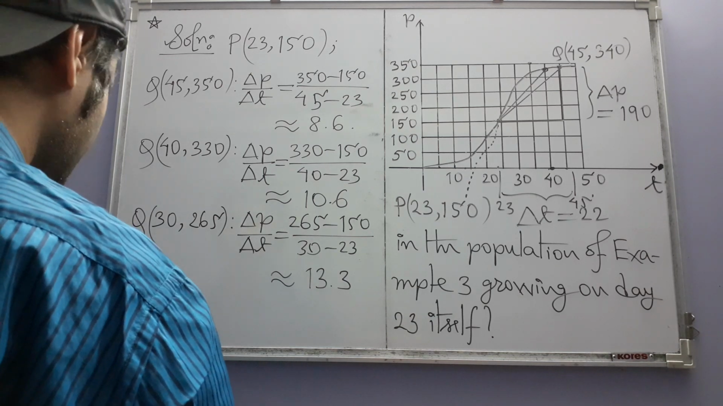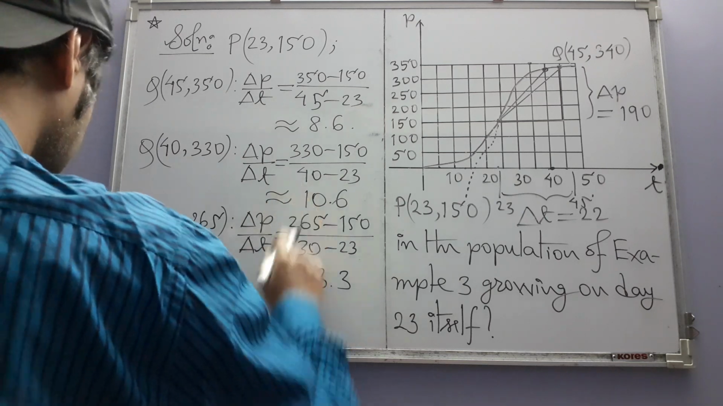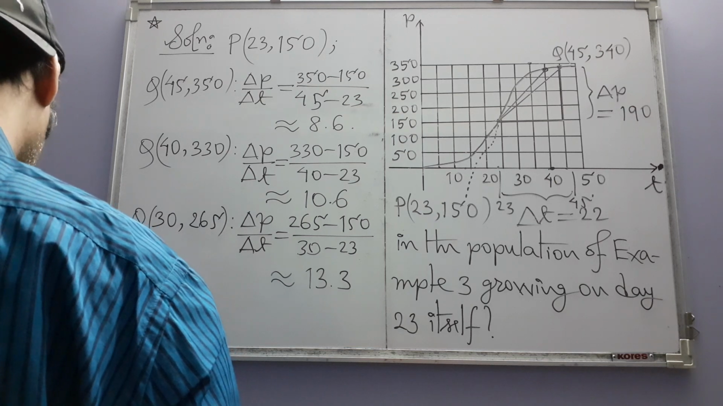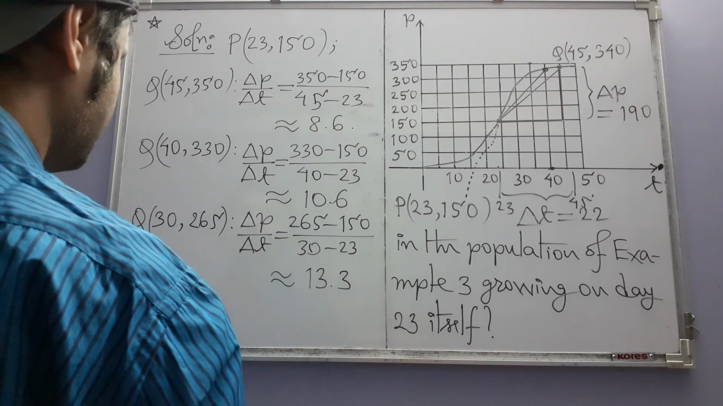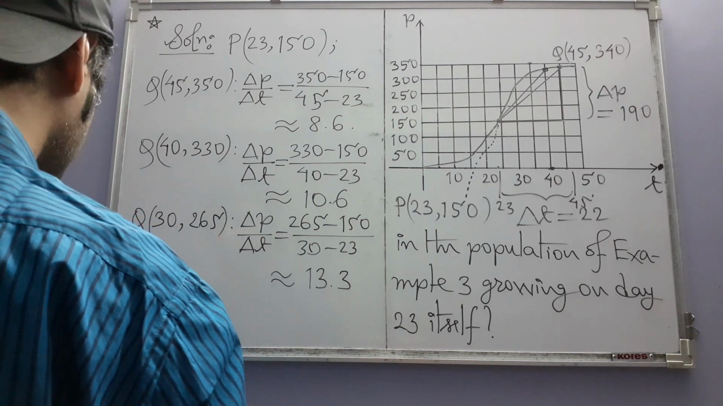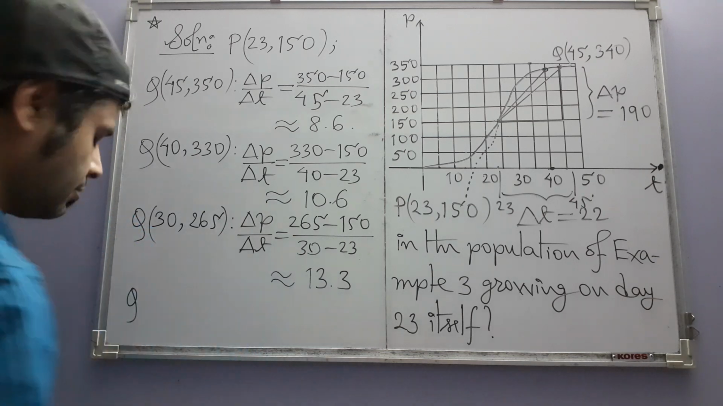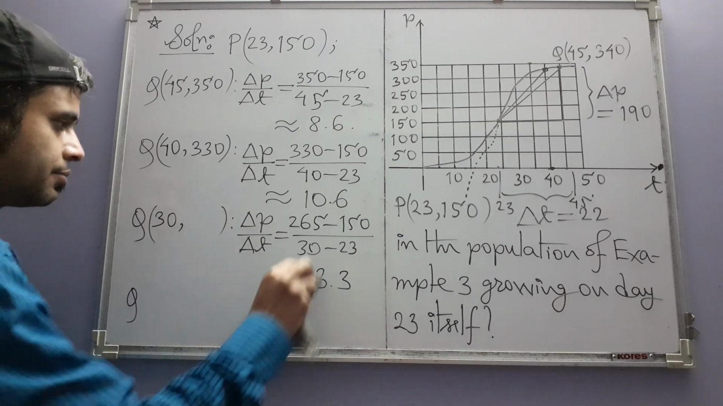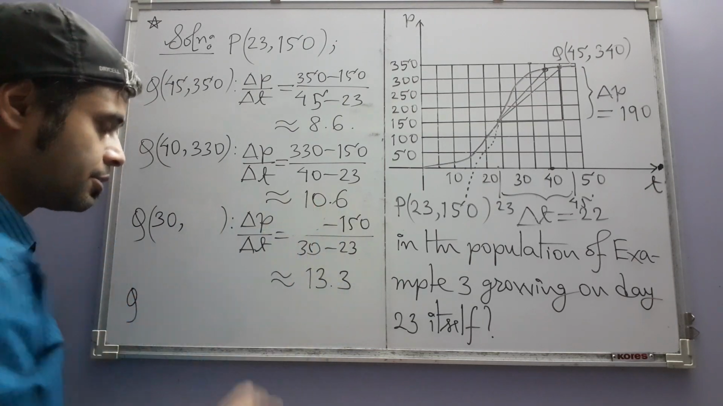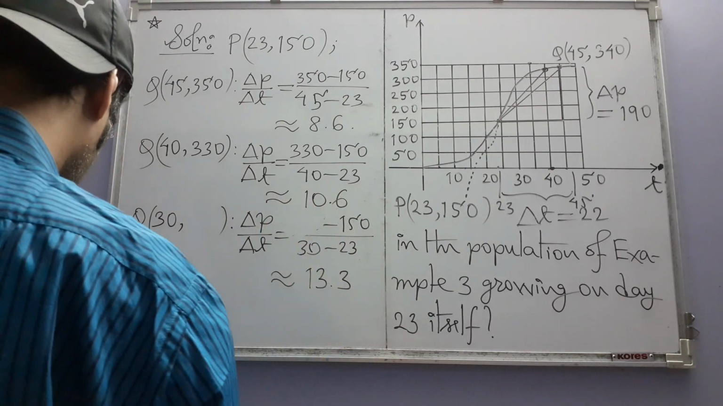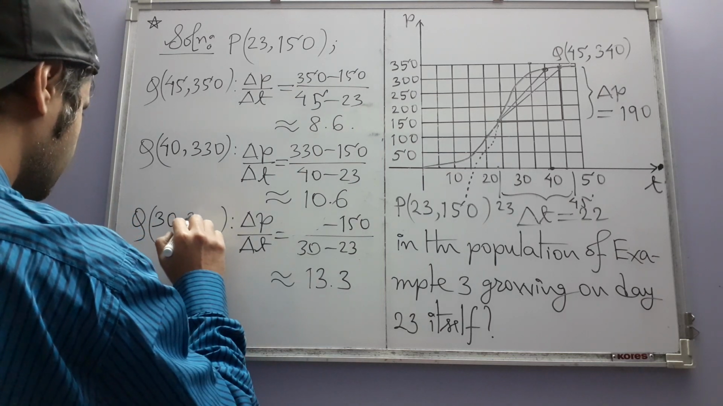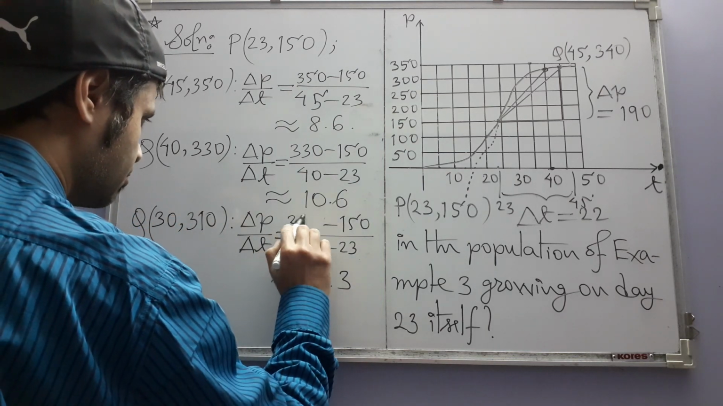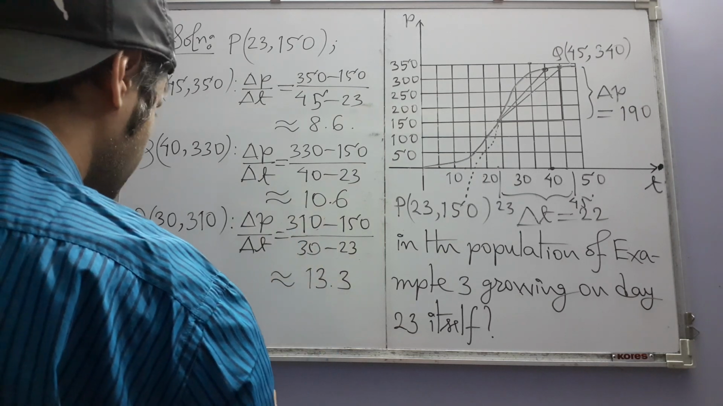Oh, I think I missed one. Okay, that's why it... oh wait, I think I made a mistake. This is not 310. Yeah, I mixed things up. Sorry for that. I mean, this is not 265, it's 310. So that's what happens when we just simply have to copy.